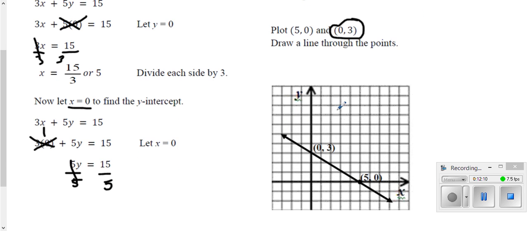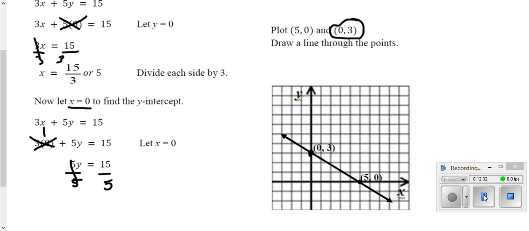And we plot that point, 0 in the x direction. We don't go left or right, but positive 3. So we go up 1, 2, 3 spaces, put our point, and graph your line across through there. That's simple. So the only thing we're doing new in these problems, we're still solving for the x and y intercepts. We're just plotting these points and graphing the line.